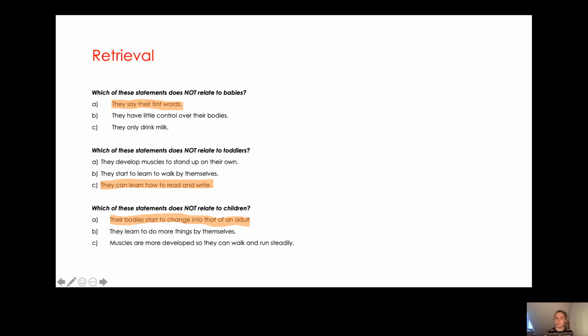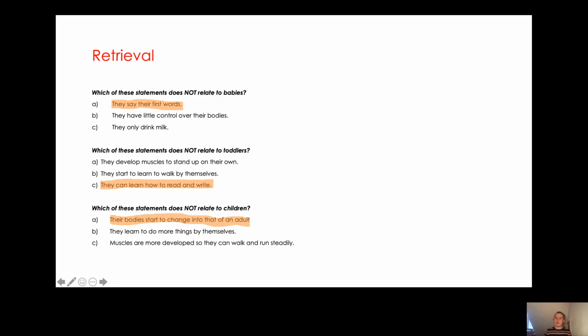Their bodies start to change into that of an adult. Can you remember the stage of development where your body starts to change into that of an adult? Yes, you're right. It's when you're a teenager, isn't it? Fantastic. Well done for remembering all of that from before half term. I'm very impressed. So let's move on to today's learning.